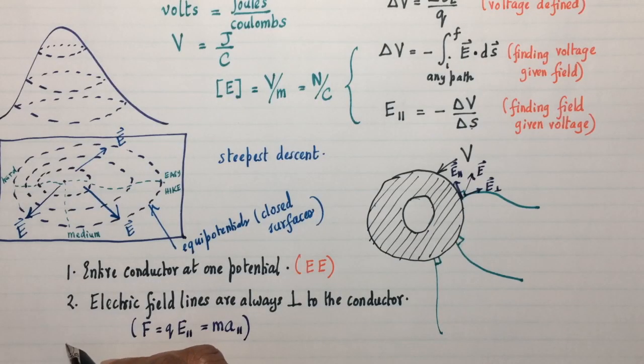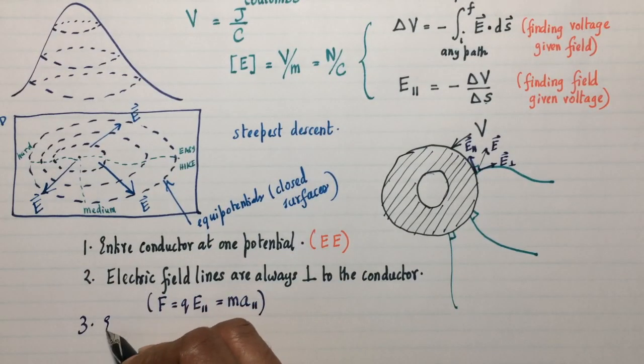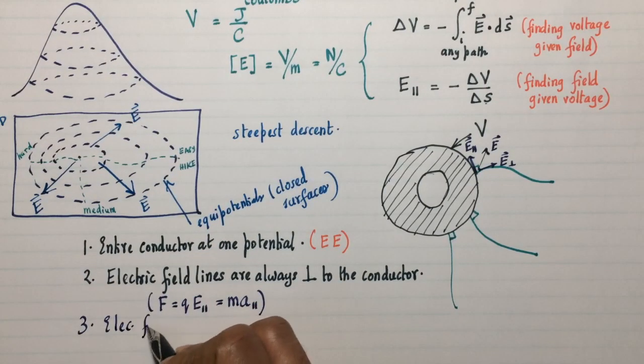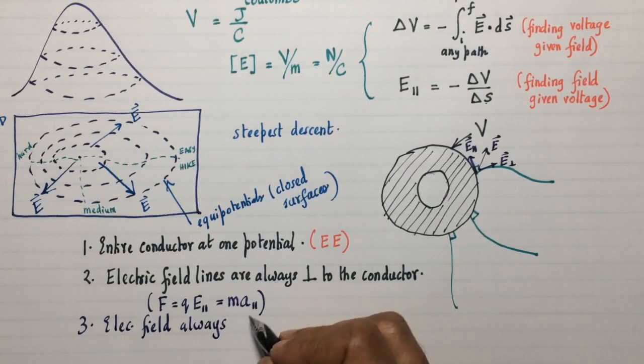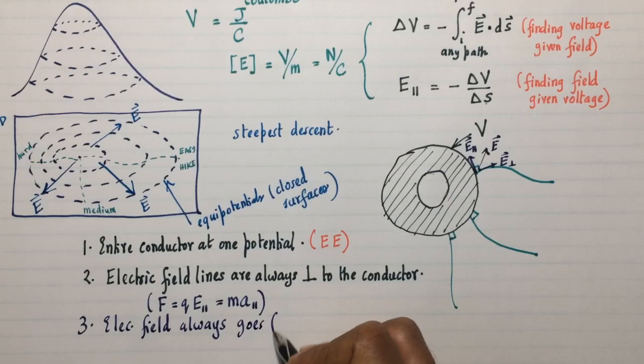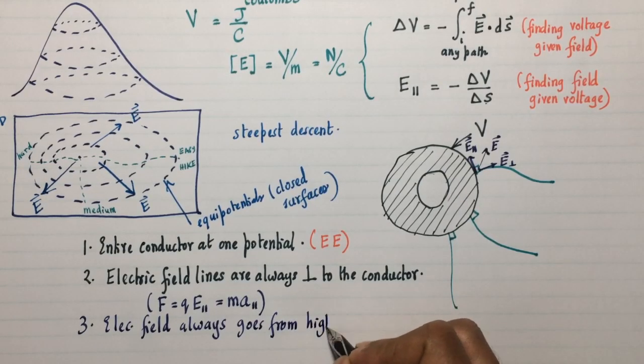The third principle, which I've already touched on, I'll mention it again, and that is electric field always goes from a higher to a lower potential.